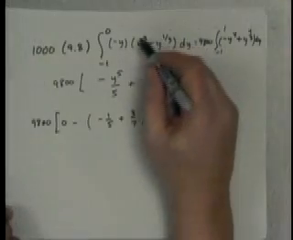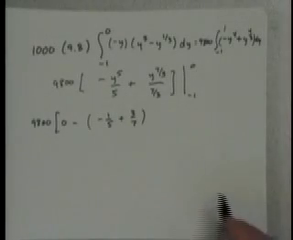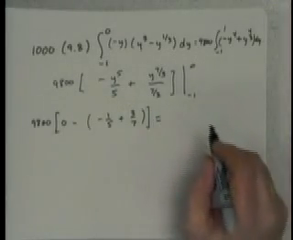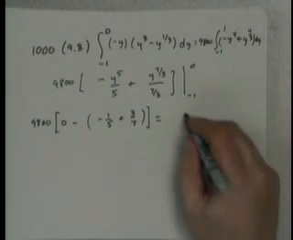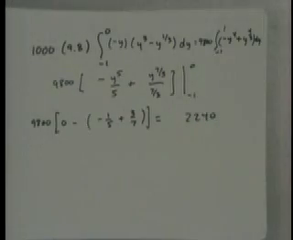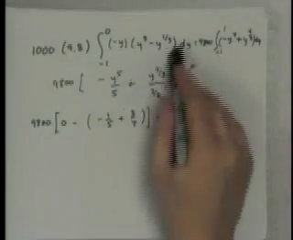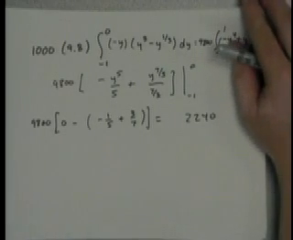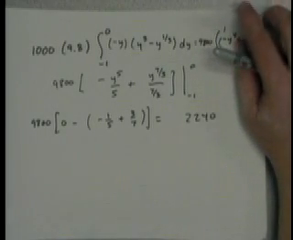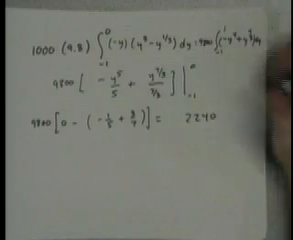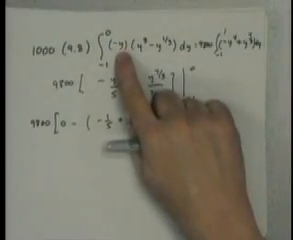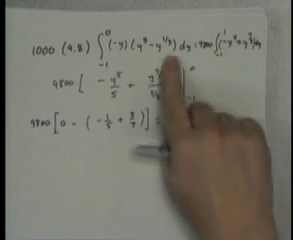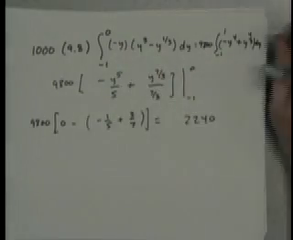I think these are reversed. So it ends up being 2240. I think my signs on those ones are reversed. But the key was two things: one is get the y value here as depth, and then solve these for y.